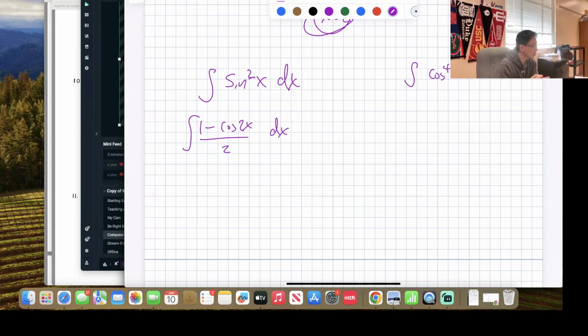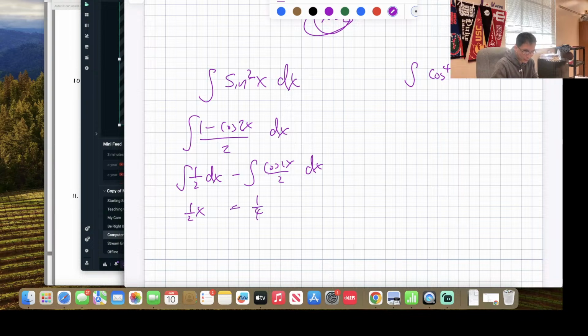Basically you just do it like this, and then you can split it up into the integral of 1/2 dx minus the integral of cosine of 2x over 2 dx. Now the first part gives you 1/2 x. Is that okay? And the second part is going to be 1/4 of sine of 2x. Why? Because u equals 2x, du equals 2 dx, and du over 2 equals dx. Is that okay? Everybody's good, right?